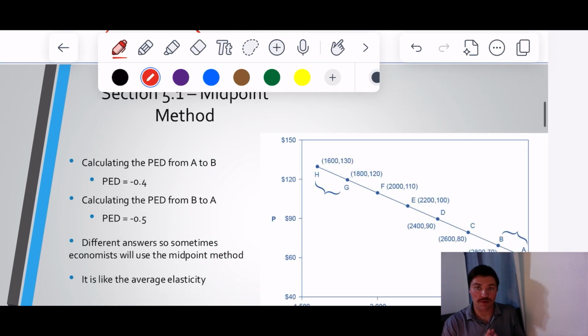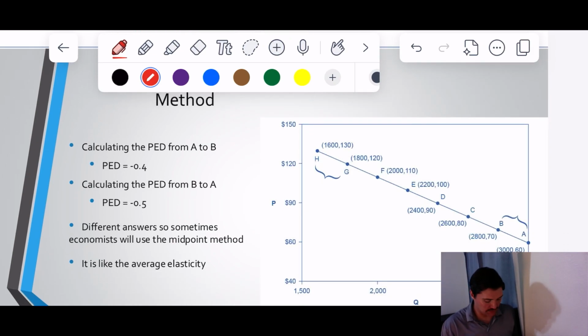Okay, so now let's talk about the midpoint method. If I were to ask you to calculate the PED, the price elasticity of demand, going from A to B, and you did the calculation, new minus old divided by new minus old on the price, you would find a PED of negative 0.4. If you were to go from B to A, though, you would end up with negative 0.5.